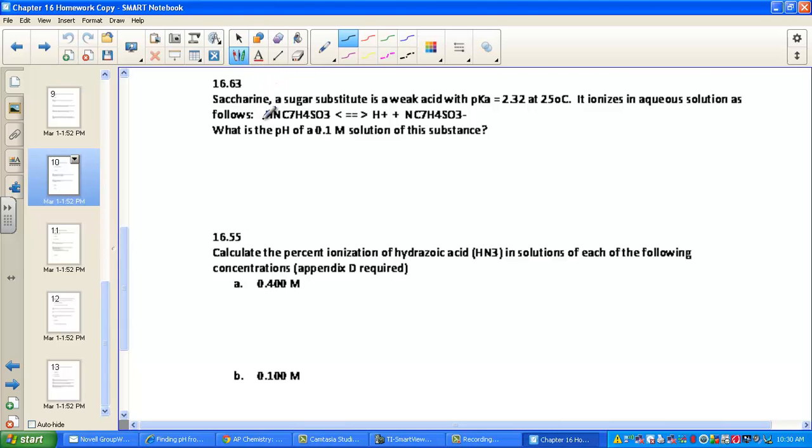We're going to continue on with Lesson 6 from Ka Chemistry, calculating pHs from Ka values for weak acids. We're on number 63 of our homework assignment. Let me read it with you. It says saccharin, a sugar substitute, is a weak acid. It gives us a pKa of 2.32 at 25 degrees Celsius. It ionizes in aqueous solution, and we can see the ionization: the molecular form of our weak acid in dynamic equilibrium with the proton and its conjugate base. What is the pH of a 0.1 molar solution of our substance?